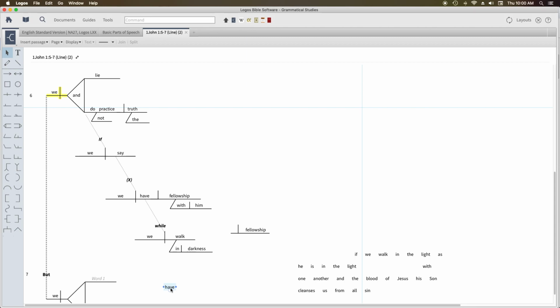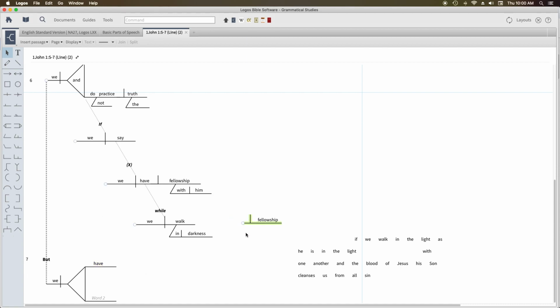So we have, and I'll go ahead and do this direct object. We have what? We have fellowship. And let's go ahead and do this other verb here. And we'll go ahead and put our blood. Oh, excuse me. Oh, wait a minute. We might have a little new dynamic here. We might have a compound subject and a compound verb.